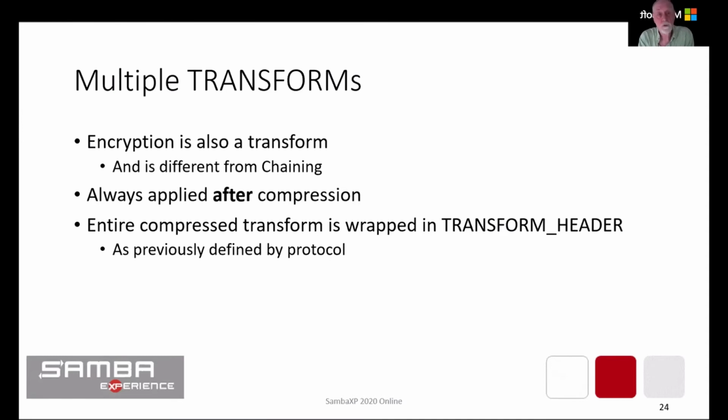Therefore, when we compress and encrypt, the entire compressed transform is then wrapped in a regular transform header. And that was just previously defined by the protocol. I believe I had an example of this in the presentation last year, where we had mixes of compression and transform. But I just want to stress that that has not changed. Encryption still trumps all. It's still the last transform we apply. It's the outermost transform.